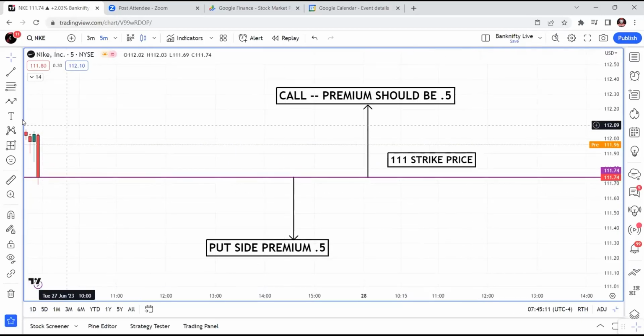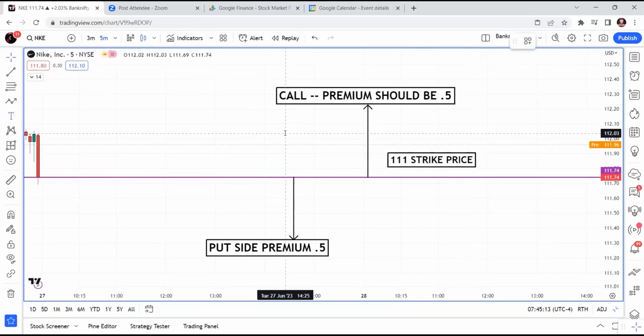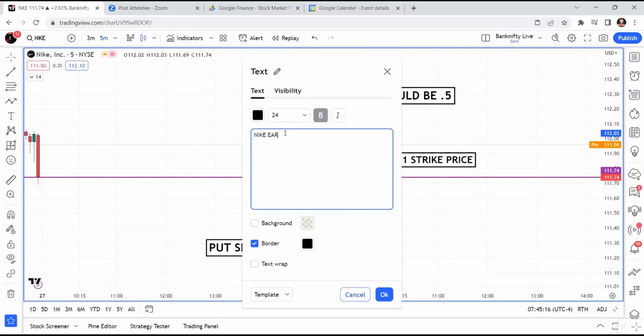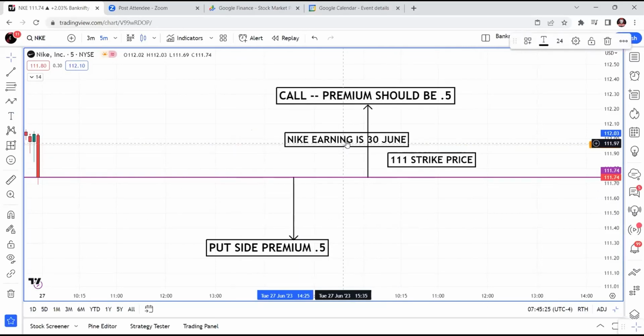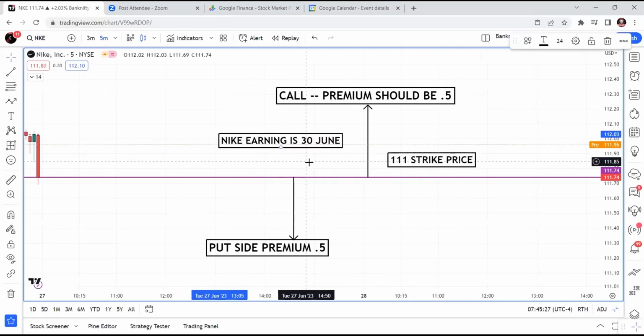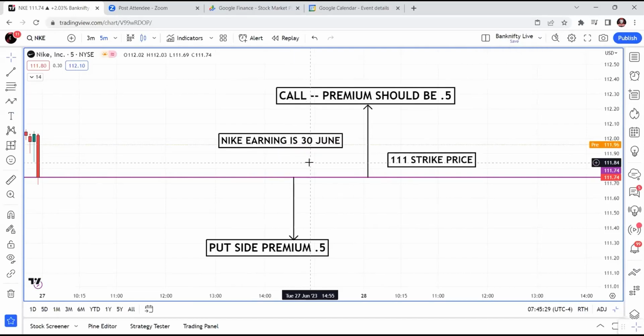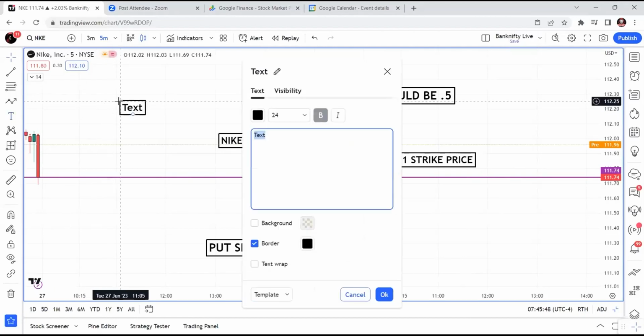Okay. So right now, for example, Nike. Nike earning is on 30th June. So definitely we will watch out the expiry date. Okay, the expiry date should be nearby. Like we will go with 30th expiry. Okay, because on 30th June the earning is there. So this 0.5, whatever I told you right now, we have to look out for 1 week prior to the earning. Maybe the earning is on 30th June. So we should keep on track, like maybe you can say from 20th June.